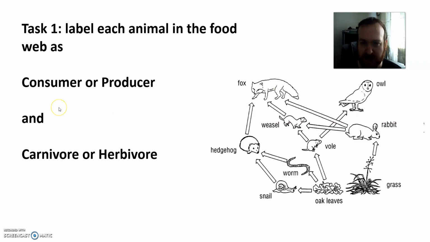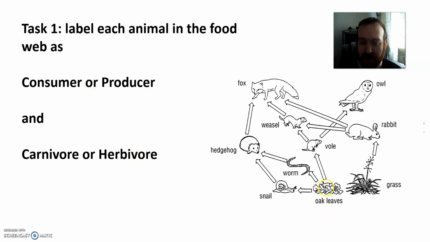So, your first job, okay, I've got a different food web. So this is a woodland food web where we've got oak leaves, grass, snails, hedgehogs, worms, voles, weasels, fox, owls and rabbits. Your first job, you need to draw a picture of this food web, okay, and you need to label each thing in it, either a consumer or a producer, and a carnivore and a herbivore.